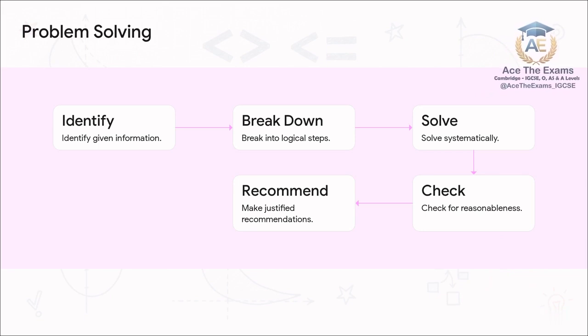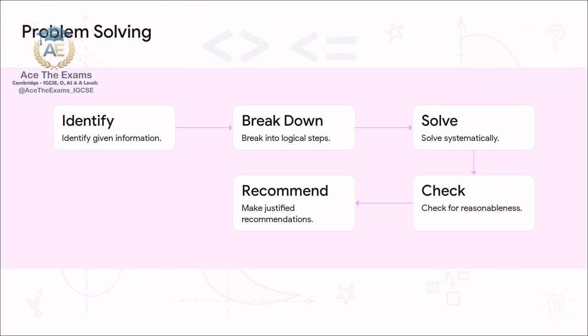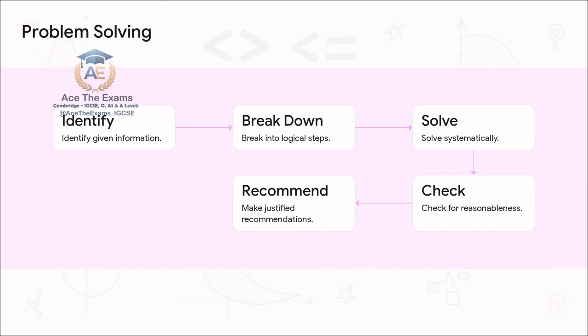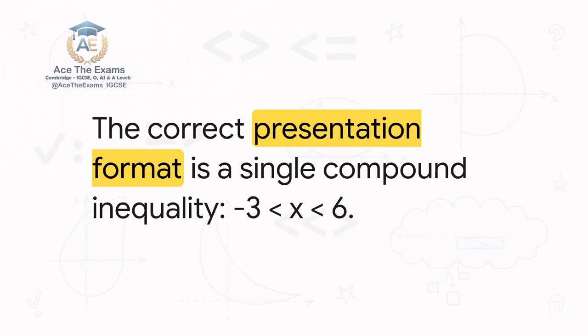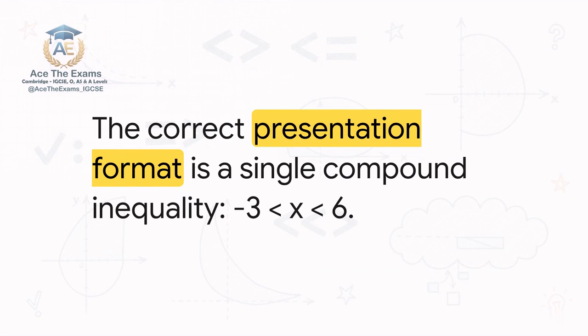Step 3. Solve systematically. You draw a quick sketch. You sketch your positive U-shaped parabola intersecting the x-axis at negative 3 and positive 6. Now, since the original inequality was strictly less than 0, you are visually looking for the exact region of the curve that dips below the x-axis. Step 4. Check for reasonableness. Does your visual sketch actually match your algebraic logic? Yes, it does. And finally, Step 5. Make your justified recommendation, which means writing down the final solution set perfectly. And here is that perfectly written format. Negative 3 is less than x, which is less than 6.